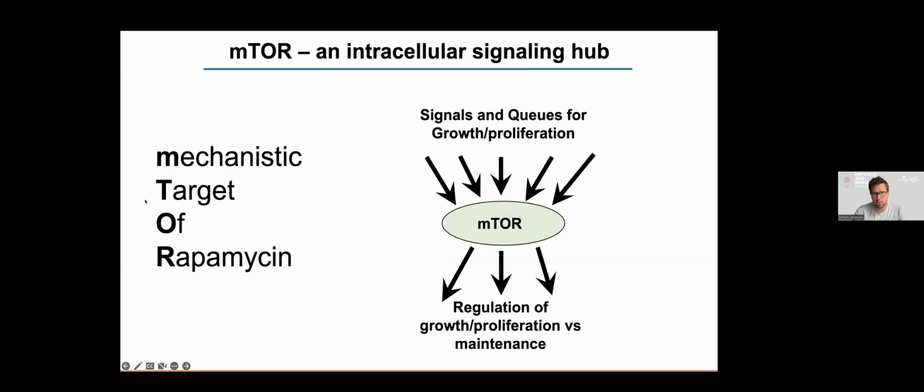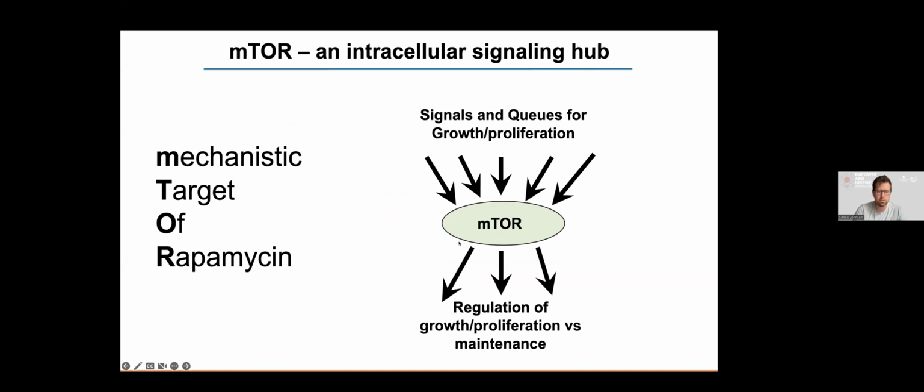mTOR, just a real quick intro to it. It stands for the mechanistic target of rapamycin. It's a very large set of proteins that form a complex inside the cell, and they act as a hub for signaling. They get cues from all sorts of different inputs, and they synthesize them and regulate a bunch of outputs, as you can see in this really simplified diagram here.